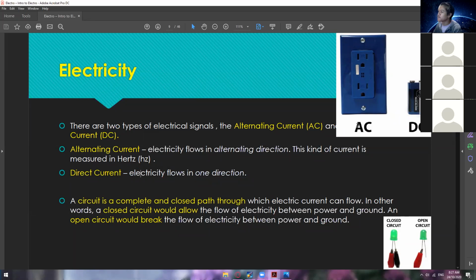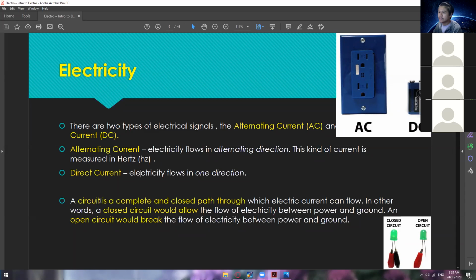So for our AC, that is coming from this one, 220 volts, or some are 120, 110 volts, direct from the outlet. The one being output on this outlet is alternating current, or AC. And then for DC, of course, a battery. This one only produces a direct current, or one-direction current.